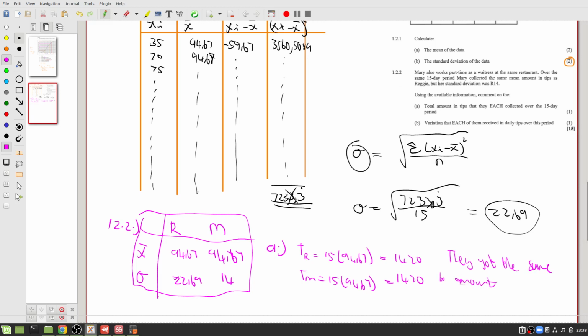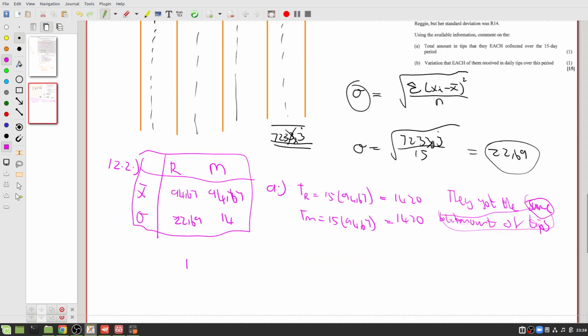So let's write in total because it was part of the question. Same total amount of tips. Okay, so that's what they want. They want this word, the same total amount of tips. That's question A. Now question B.